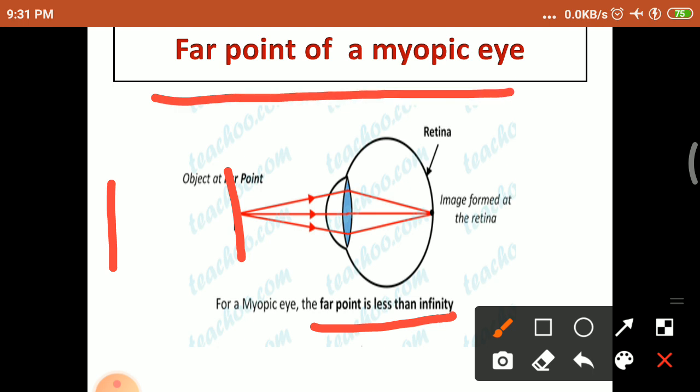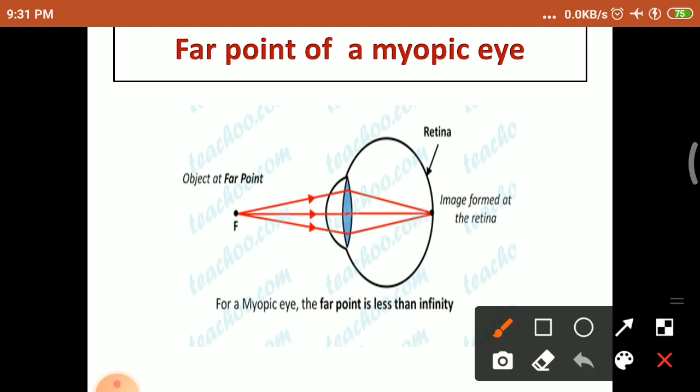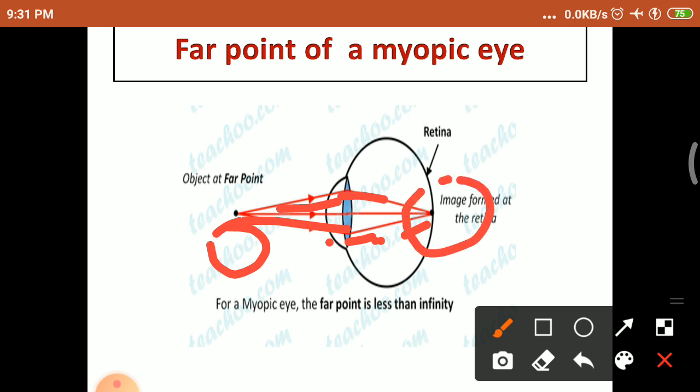See here, the far point is represented by the letter F. The rays are coming from that far point, and after refraction they meet at the retina, so the image is formed on the retina. So whenever you are asked to draw the far point of a myopic eye, you have to draw this diagram, and also this is a very important point: far point is less than infinity.